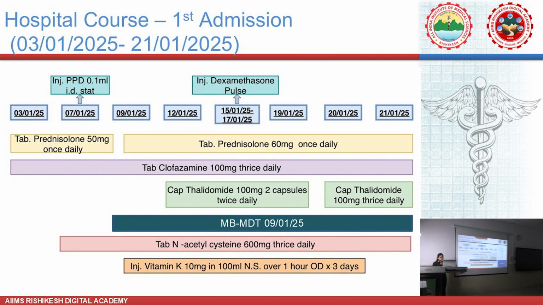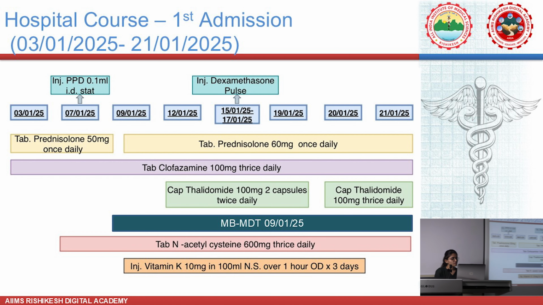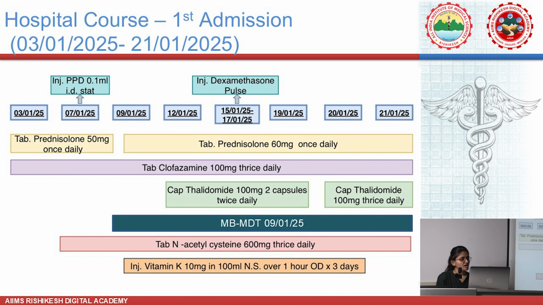On admission, the patient was initiated on multi-drug therapy for leprosy from 9th of January 2025, and for the treatment of the reaction, the patient was initiated on tablet prednisolone 50 mg once daily. However, due to the inadequate response, the dose was escalated to 60 mg once daily. Simultaneously, tablet clofazimine was also added at a dose of 100 mg thrice daily, which is the second line drug for the treatment of ENL. Despite these measures, the lesions continued to appear, and hence capsule thalidomide was added initially at a dose of 400 mg, which was then tapered to 300 mg.